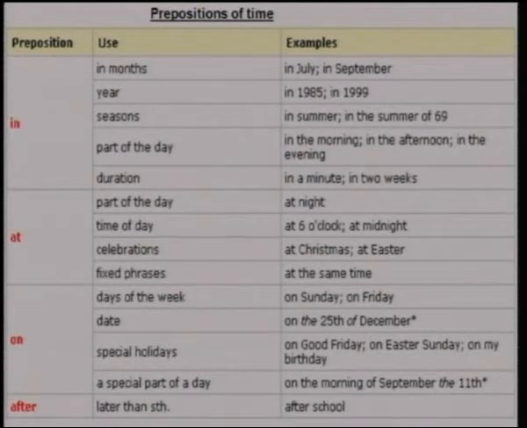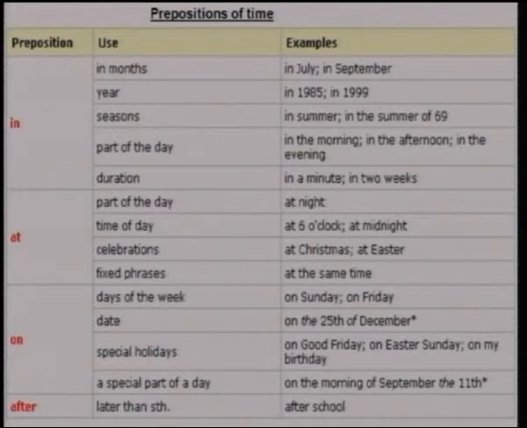On refers to the days. Days of the week take on. Dates of the days also take on. I say on Sunday, on Friday, on 25th of December. The date and days of the week receive on. Special holidays, we say on Good Friday, on Easter Sunday, on my birthday. We mean the day. Okay?